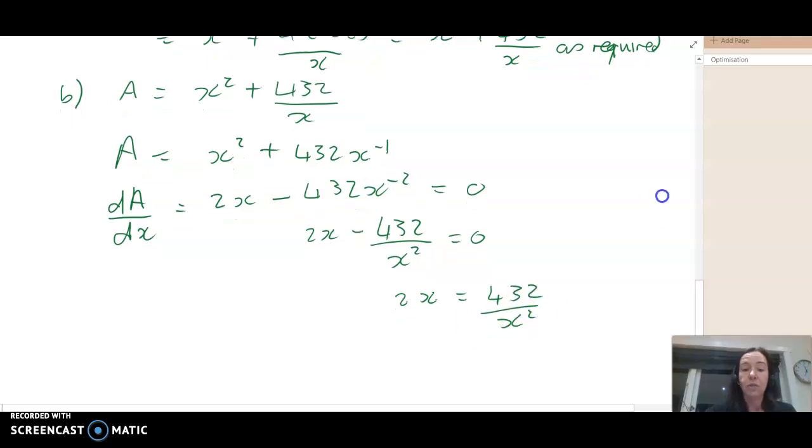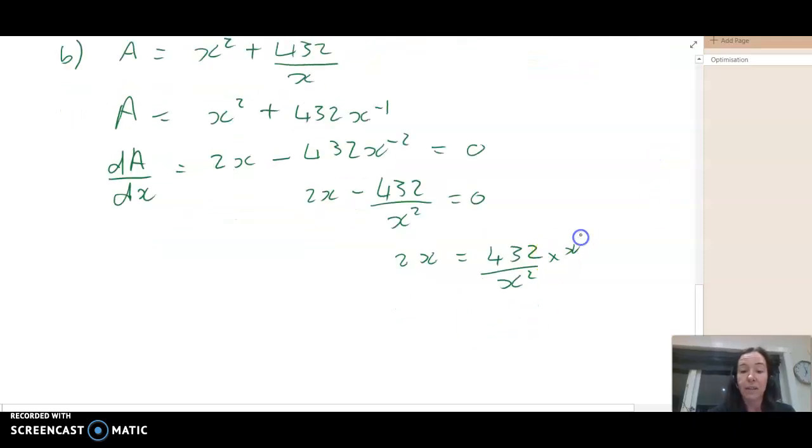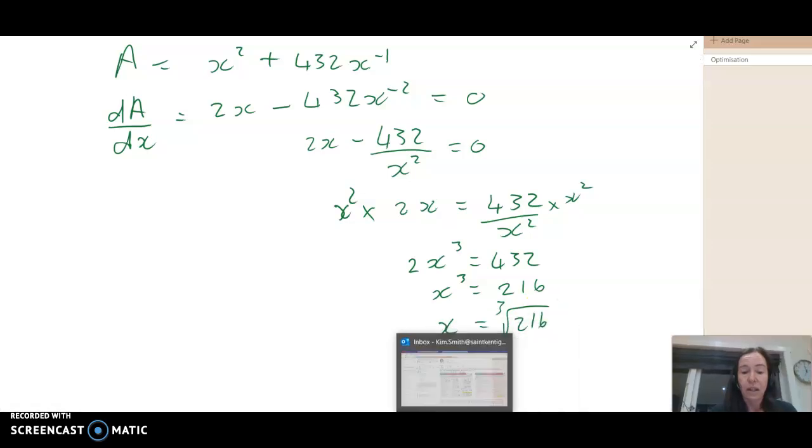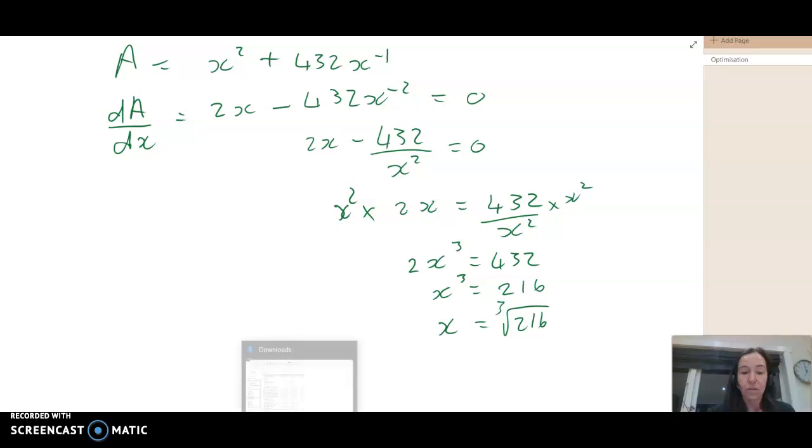And now I'm going to easily just multiply up by x squared on both sides, so that I've got all my variables on one side. So I've got 2x cubed equals 432. I can now get my 2 over here to 216. So x cubed equals 216, and x is the cube root of 216. I probably should have had this up earlier.